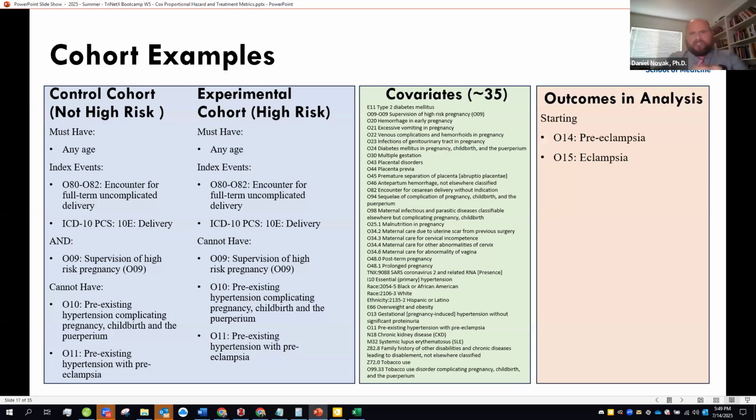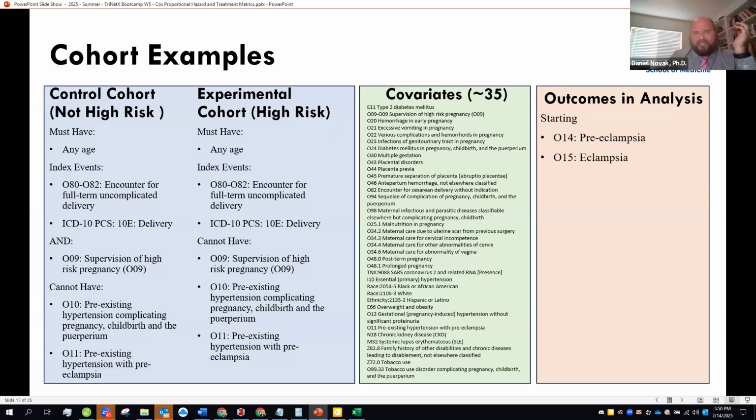So just as an example, this is how I set up these cohorts. I did not create a cohort map for this yet because this study is very formative. But basically, we had a control cohort that's not high risk, right? They could be any age. They had an encounter for a full-term uncomplicated delivery or delivery generally. They did have supervision for high-risk pregnancy. This is the control cohort here, the experimental cohort here, that supervision for high-risk pregnancy, which is highly predictive of having some kind of situation going on. And they cannot have pre-existing hypertension complicating the pregnancy or pre-existing hypertension with preeclampsia.